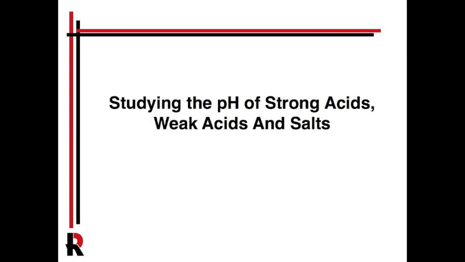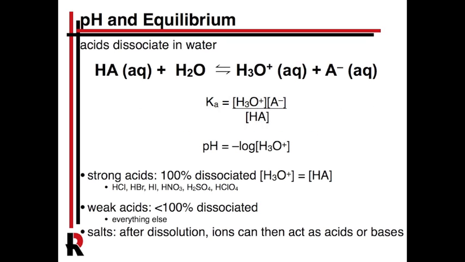This is studying the pH of strong acids, weak acids, and salts from the General Chemistry Lab Manual, omitting the buffer solutions section. As you may know, acids dissociate in water, and it sets up an equilibrium where the acid loses a proton to water. I'm writing it with water present. If you wanted to write H+, that's fine as well. And then you get the anion, A-.